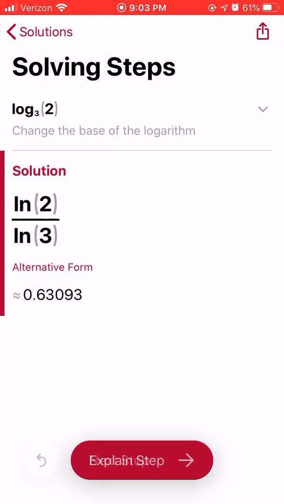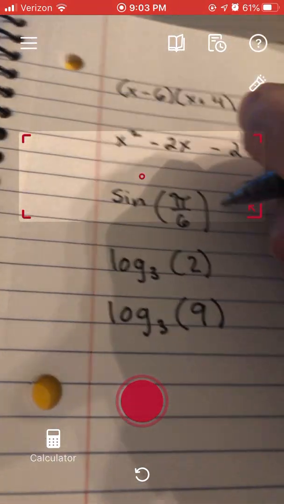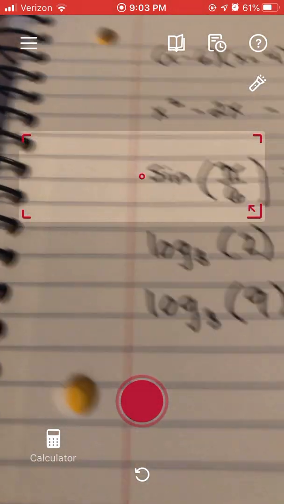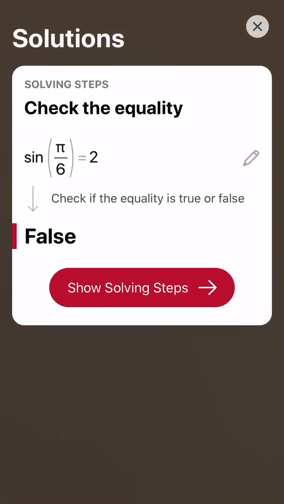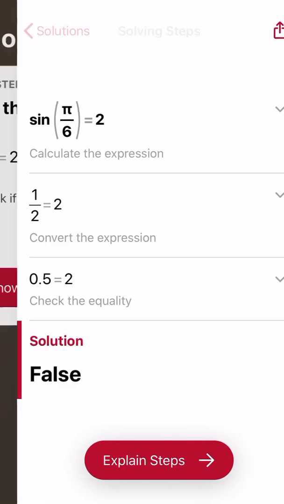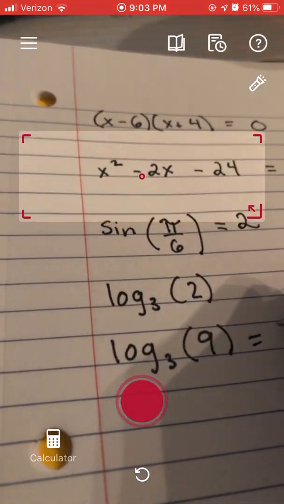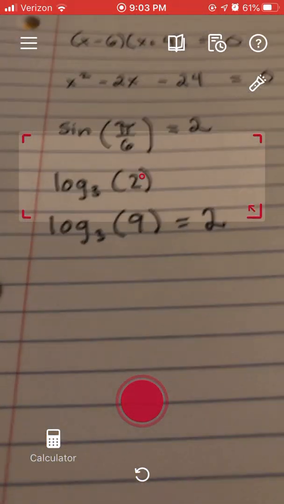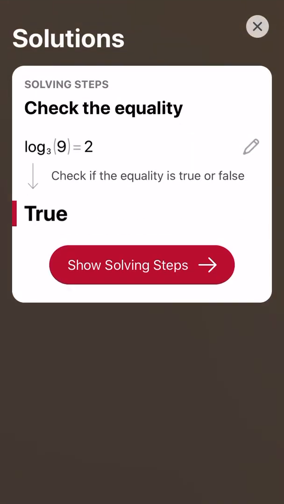Now let's say that, let's try something that's obviously wrong. So we know sine of pi over 6 equals 1/2. It just told us that. What if I wrote the wrong answer? What does it do? Well, it'll scan it and it'll say, that's not true. This is what it actually equals. So that's pretty cool. What if I did something that is true? Scan it and it'll say true.